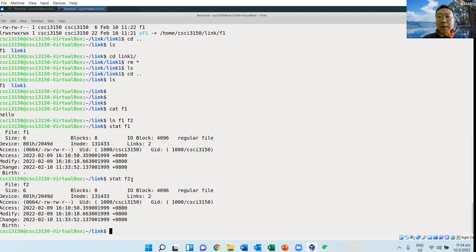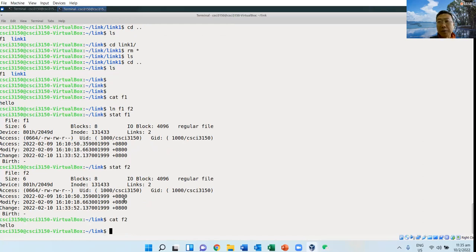We only add an entry into the directory file, where the file name is F2 and the inode number is 131433. So now we can see it, right? Okay, so if we cat F2, then we get hello because they refer to the same file, okay? Symbolic link is different, right? Basically, if we use hyphen s, then we have a symbolic link. Then we link to the same file.